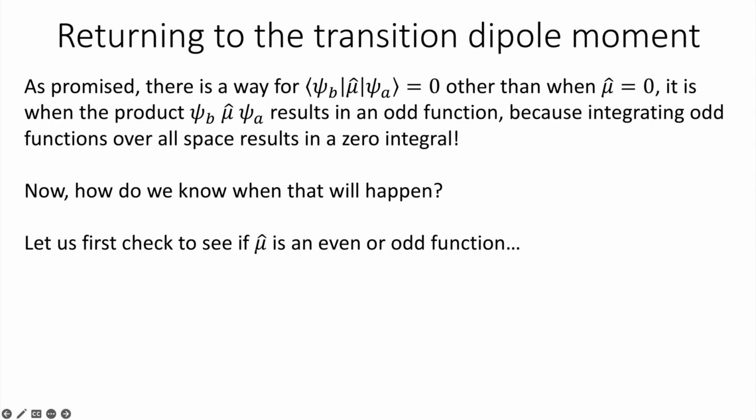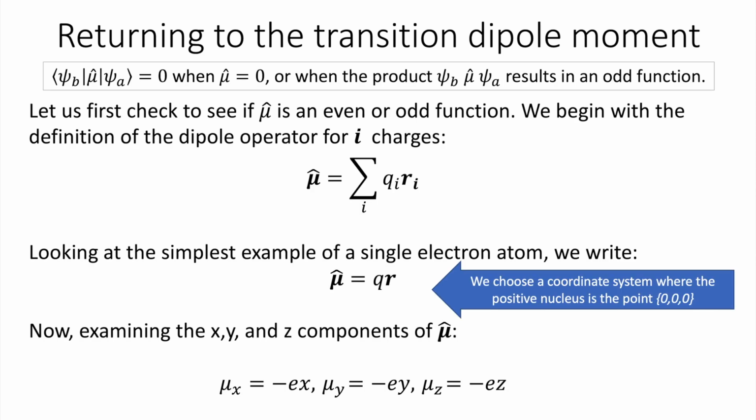Well, psi b and psi a, for our particular use case of a linear rotor, are going to be spherical harmonics. We actually already know if those are even or odd. So the first thing we want to do is check whether mu hat is an even or odd function. Can we demonstrate this? Again, we begin with our definition of the mu operator, the sum of all the charges times their position vector r. And because we're going to be focusing on a linear rotor, we can simplify this to q times r, because we only need one charge and one position vector.